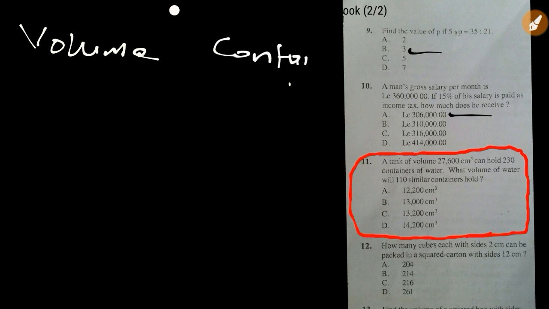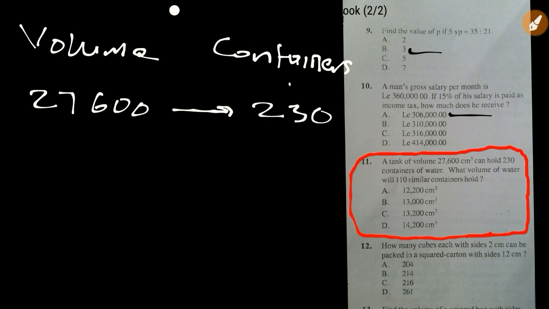Question number 11. A tank of volume 27,600 centimeter cube can hold 230 containers of water. What volume of water will 110 similar containers hold? This is a proportion question, so what we need to do is to write here volume, and here containers. On the volume we are told that 27,600 centimeter cube is proportional to 230 containers, and the volume that is proportional to 110 is not given to us. So we say x.